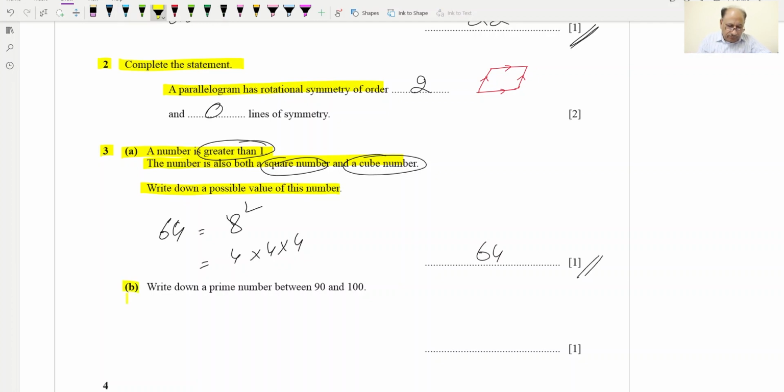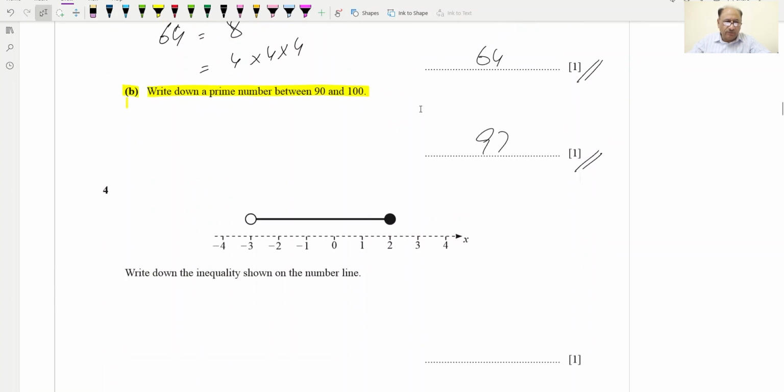Now part b, write down a prime number between 90 and 100. So in between 90 and 100, 97 is the prime number, which is divisible only by itself and 1.